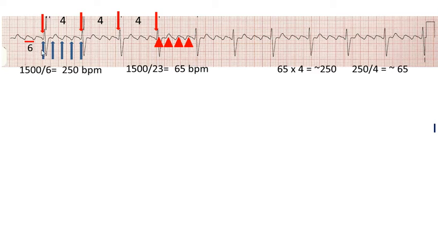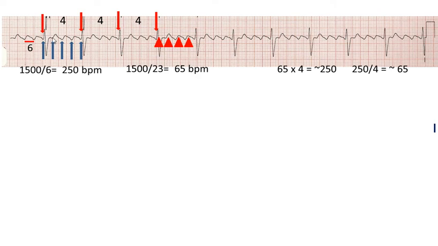When you start measuring these, always start in the same place and end at the same place. So I've chosen the last flutter wave here as the ending point. I put my little mark there. I think that's very helpful. Mark the same place on the next QRS, mark the same place on the next QRS, mark the same place on the next QRS, so you don't get all mixed up.